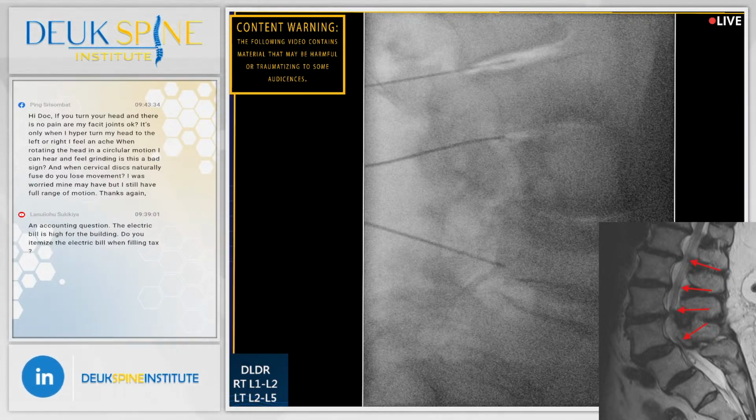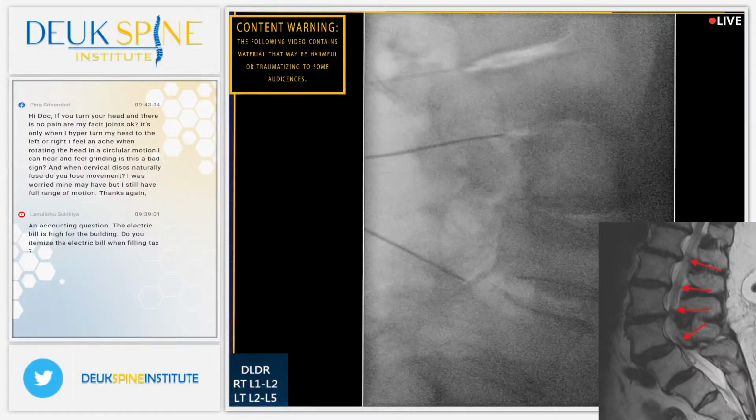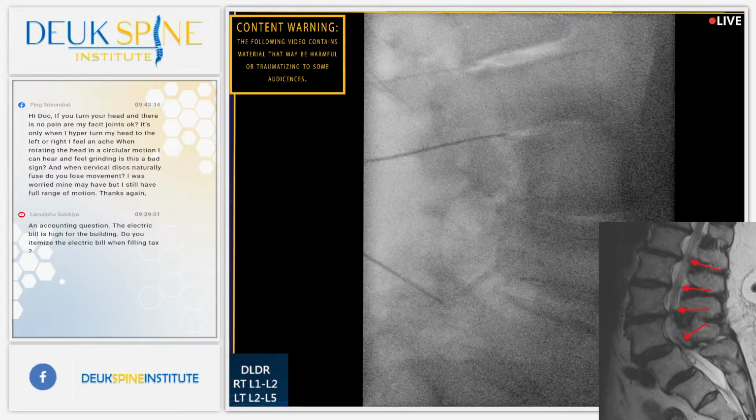Asking an accounting question. The electric bill is high for the building. Do you itemize the electric bill when filing tax? I don't know. I don't do the taxes. Our accounting firm does that. I honestly don't know. I think it's written off as an expense. But good question.